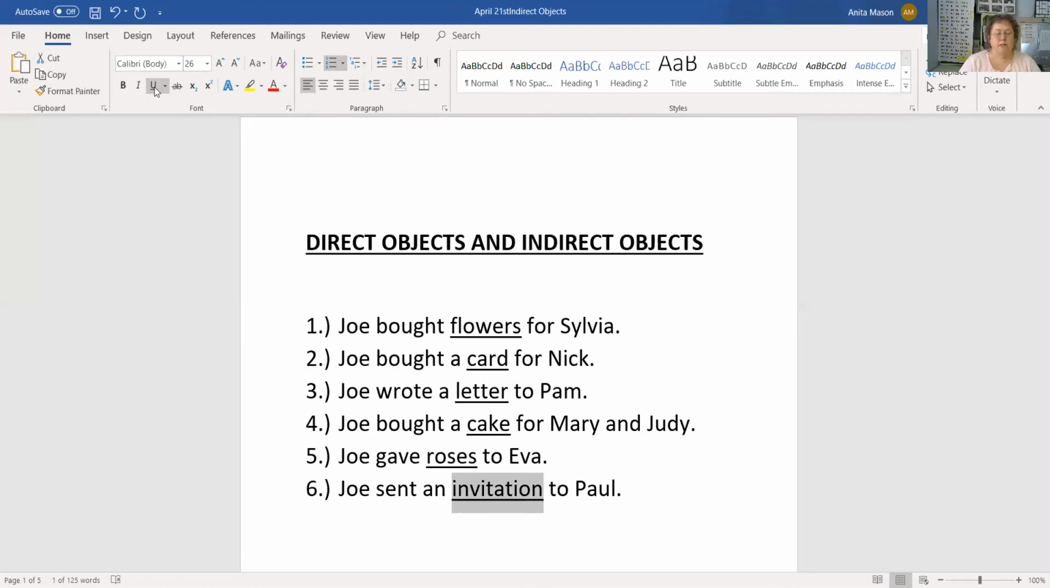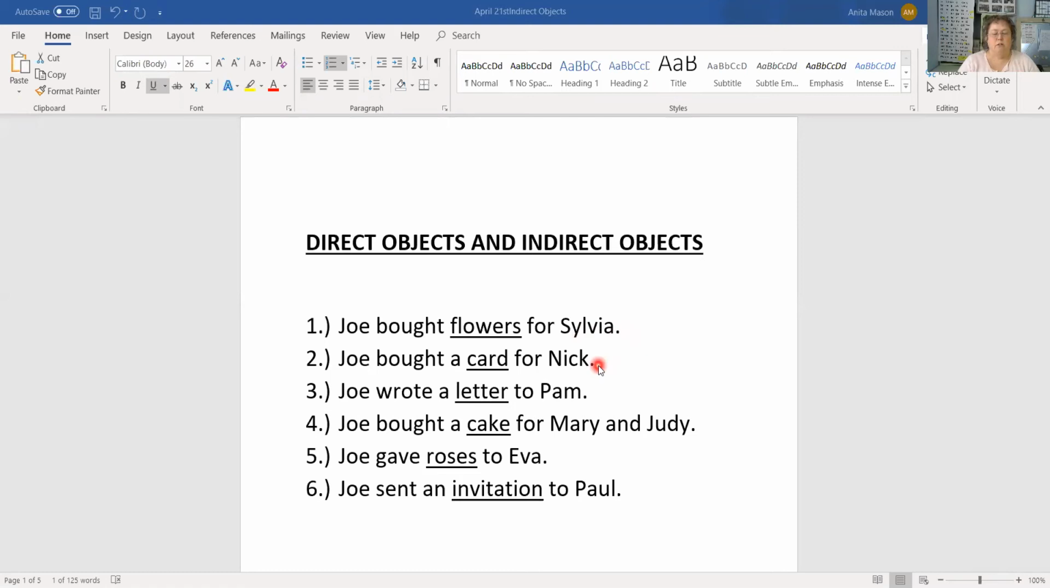Okay, so what do you see? Well, I'm gonna use my little spotlighter because I'm sort of getting attached to that thing. I like to do it. So Joe bought flowers for Sylvia. Sylvia received them. She is the receiver of the action. So she's not being acted upon, she's receiving it. So Sylvia is the indirect object.